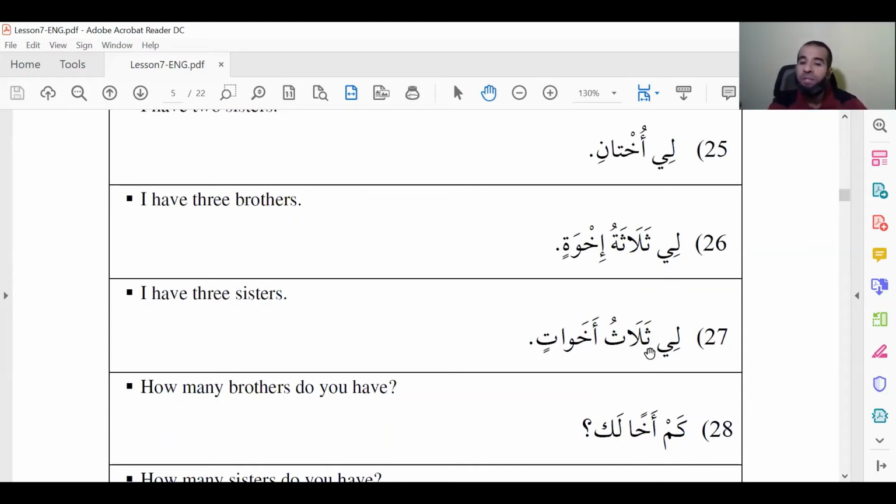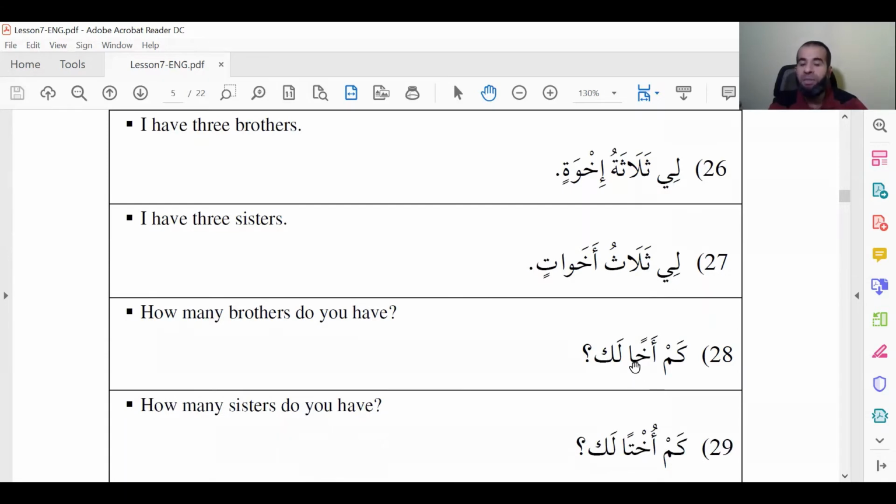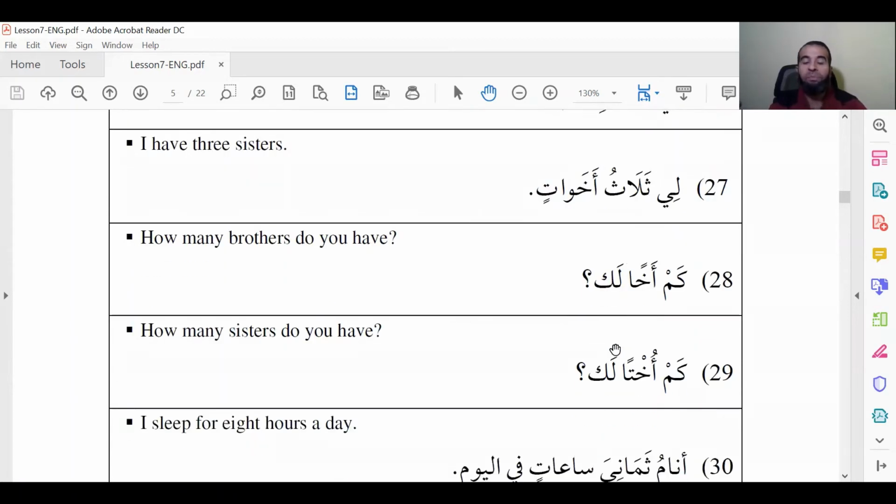How many brothers? كم أخا, singular is أخ. So it's تنوين الفتح, it will be أخا. كم أخا لك. If you speak to a man, for example, to Ibrahim, you say كم أخا لك يا إبراهيم. And if you speak to Zainab, you say كم أخا لك يا زينب. The same with sister. How many sisters? كم أختا لك. How many sisters do you have?